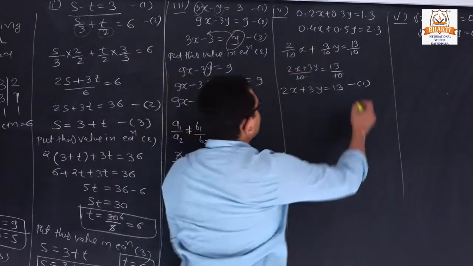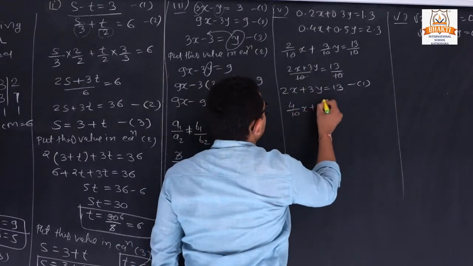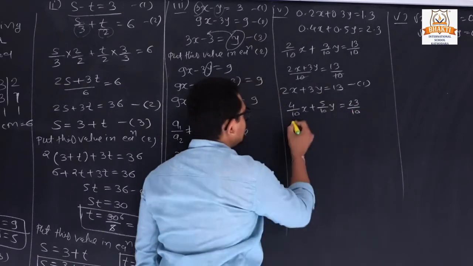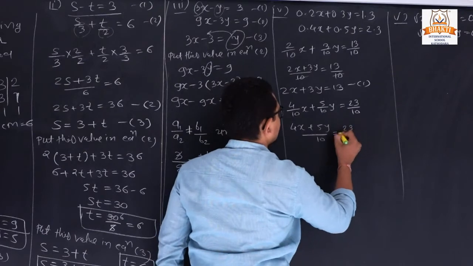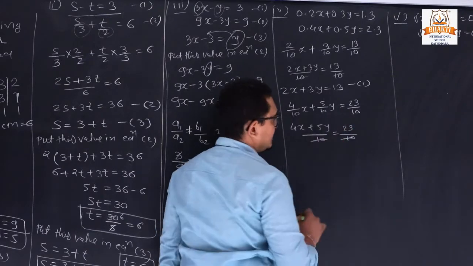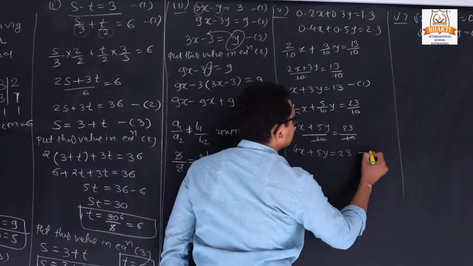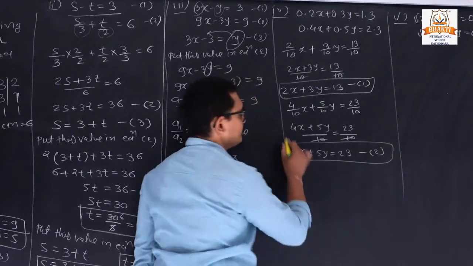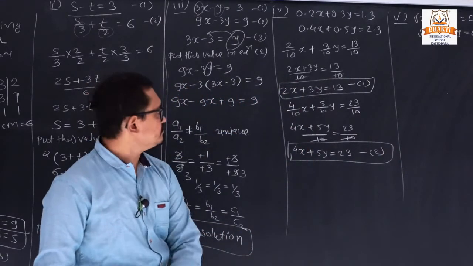Similarly we can also write like that for the second. 4 by 10x plus 5 by 10y is equal to 23 by 10. So what is our second equation? 10 cancelled. So the second equation is like that, 4x plus 5y is equal to 23. So it is the simplest form of our decimal form. Clear? So now we have two equations like that.